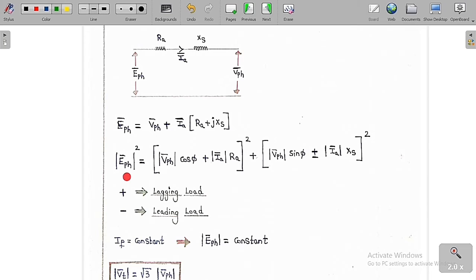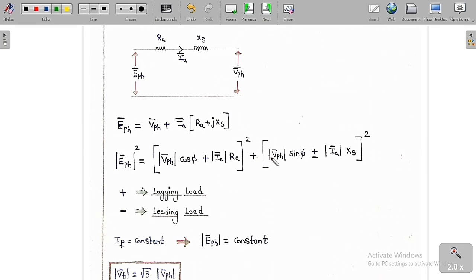I have already told you the EMF equation, I think you remember: EPH is equal to the square root of (VPH cos phi plus Ia Ra) whole square plus (VPH sin phi plus or minus Ia XS) whole square. This thing I have already told you.